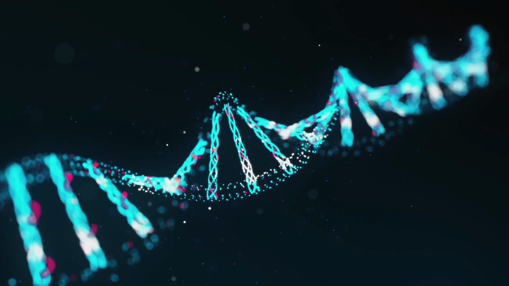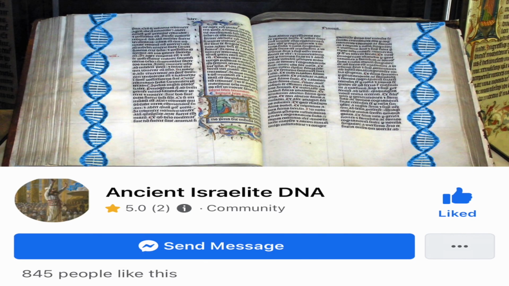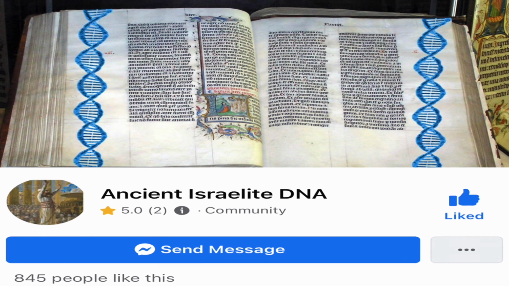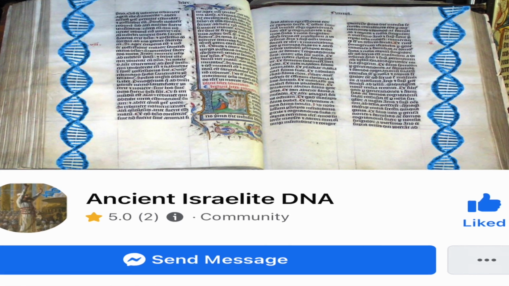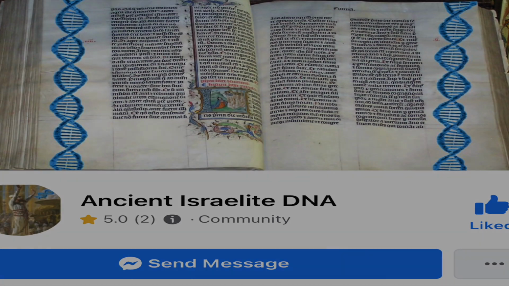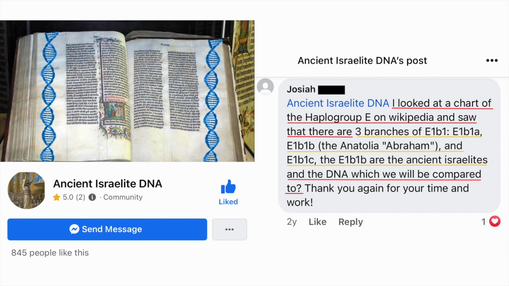On a Jewish-owned genetic Facebook page titled Ancient Israelite DNA, there was an interesting discussion between the author of the page and another person in the thread about Abraham and the Israelites having E1B1. Josiah asked the host, I looked at a chart of the haplogroup E on Wikipedia and saw that there are 3 branches of E1B1, E1B1A, E1B1B, the Anatolian Abraham, and E1B1C. The E1B1B are the ancient Israelites, and the DNA which we will be compared to.